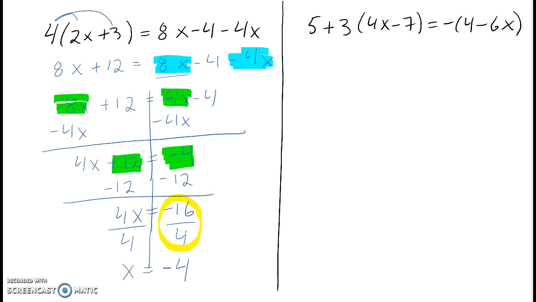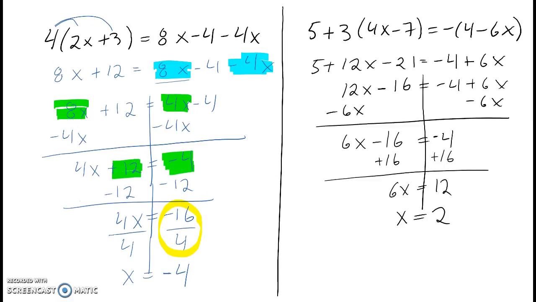Pause the video, spend a couple minutes solving this, isolating x, and see what you get. All right, my final answer was x equals 2, so check your work. If you didn't get that, you can look through my steps here and hopefully you can find your mistake. Ask your neighbor if you feel like you made a mistake and you can't find it.